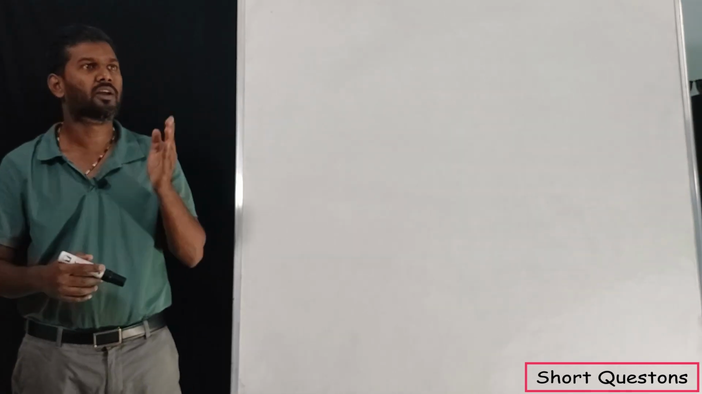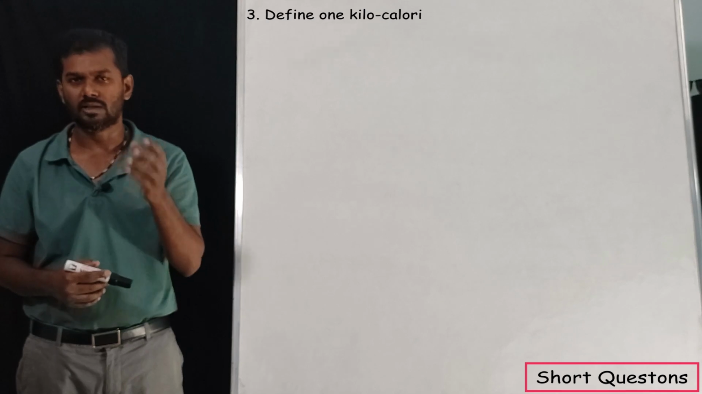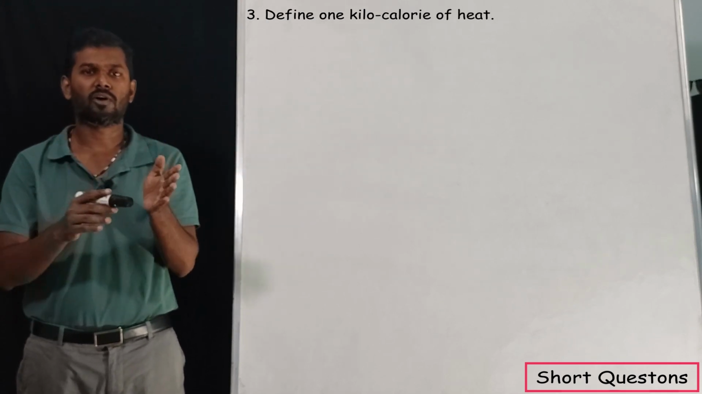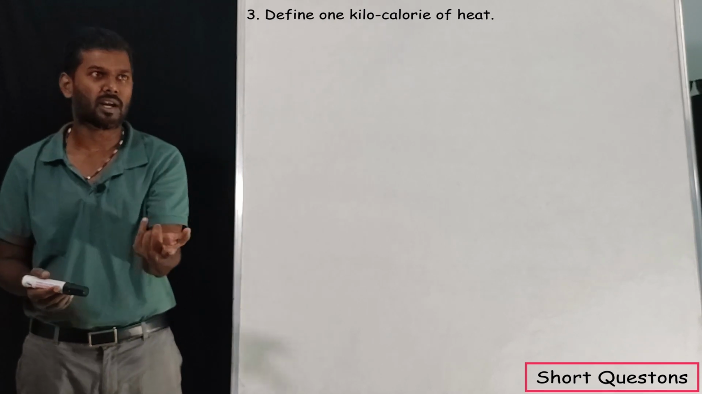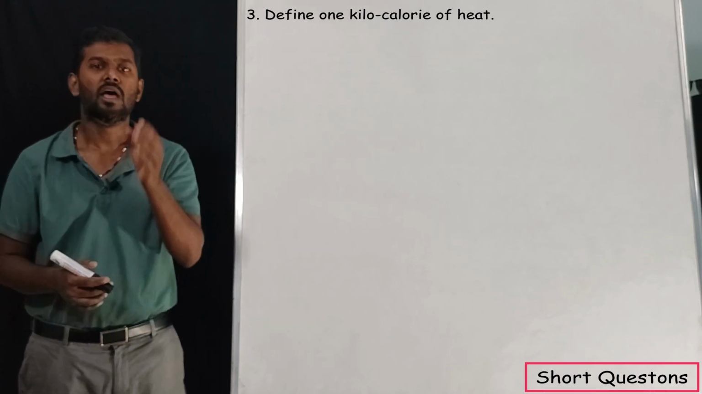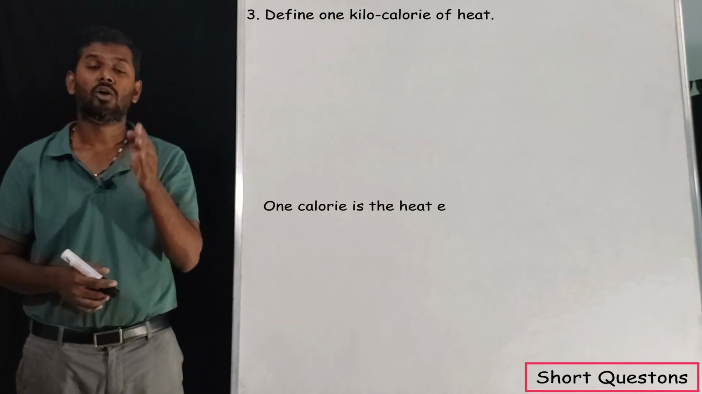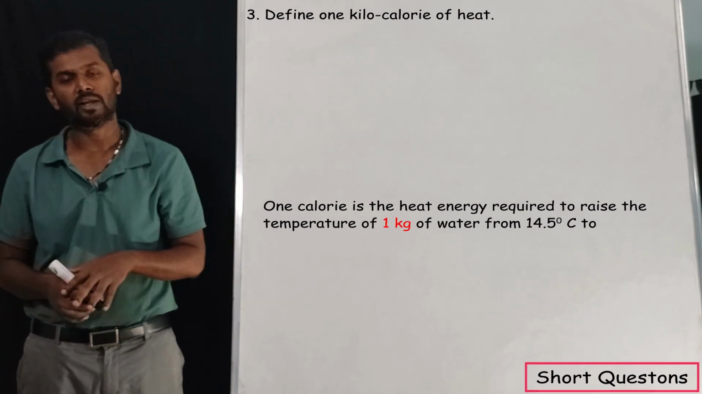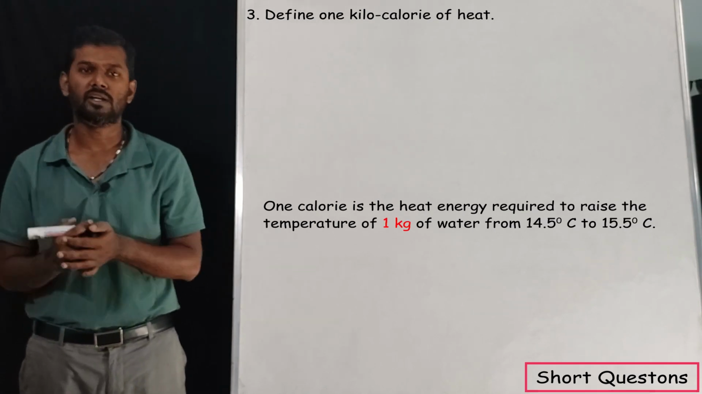Our next question: define the term kilocalorie of heat. Very simple, similar to the previous question. In the previous question, for 1 calorie we took 1 gram of water, correct? Here, for 1 kilocalorie, they are asking for the amount of heat energy required to raise the temperature of 1 kg of water from 14.5 degrees Celsius to 15.5 degrees Celsius.